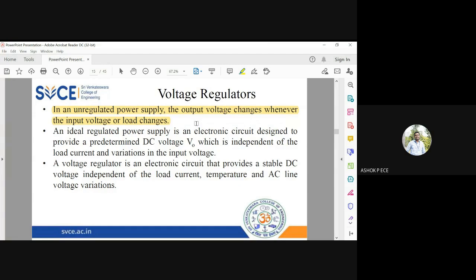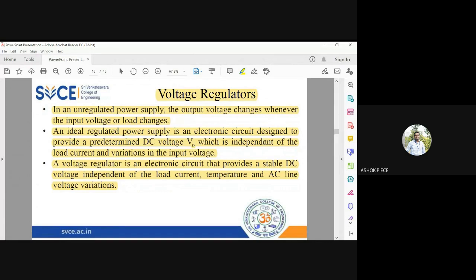So regulated power supply means I am going to provide a constant DC voltage V naught, which is independent of the current and the voltage. However much the input voltage is varying, my output voltage is the same. However much the load current is varying, my output voltage is the same. That is the role of a voltage regulator. It is an electronic circuit that provides a stable DC voltage independent of load current, temperature, and AC line voltage variation.